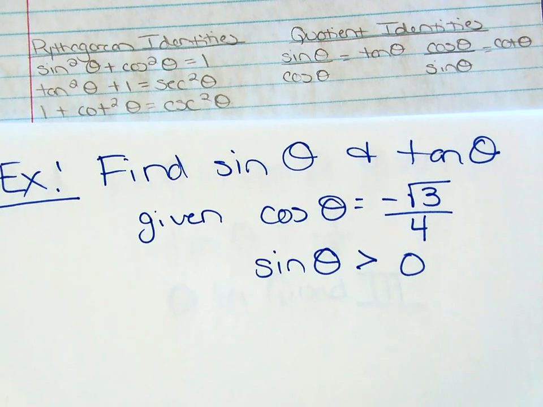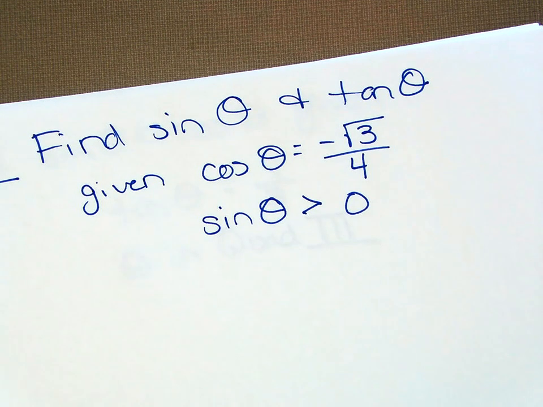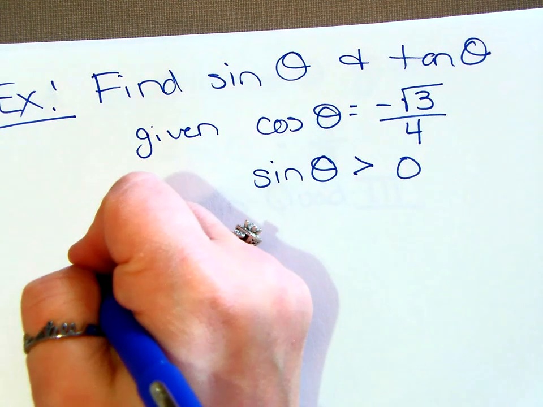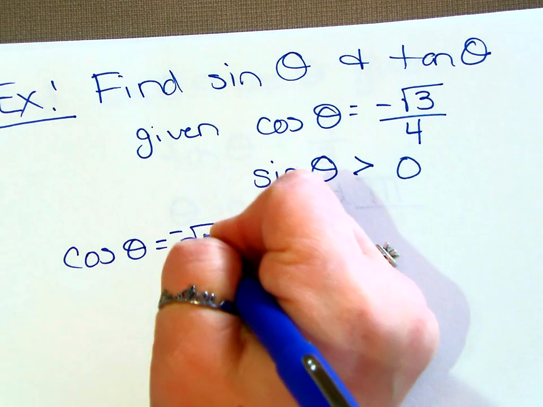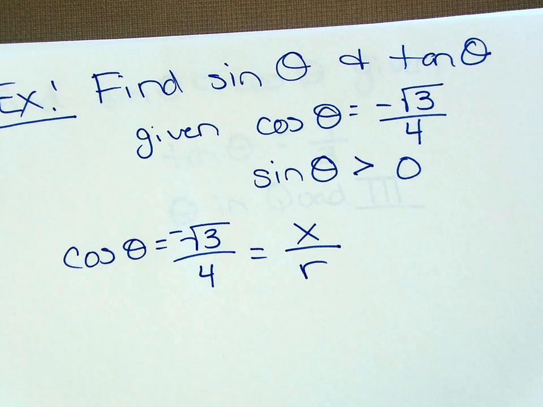We need to find sine theta and tangent theta, given that cosine theta is negative square root of 3 over 4, and sine theta is greater than 0. So I guess it's nice to note some of this from the very beginning. I like to keep track of what we know. We know cosine theta is negative radical 3 over 4, and that's our x over our r. So we know that. And if we know that, what else do we know? We don't know anything about our sine, per se, and we don't know anything about our tangent, per se.